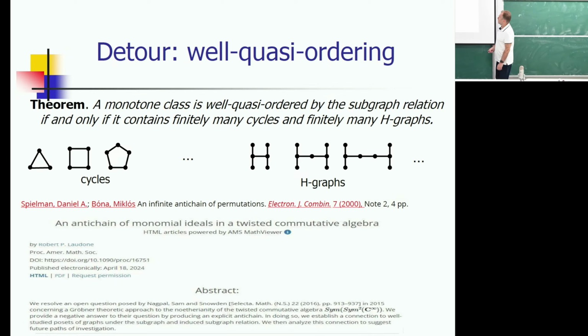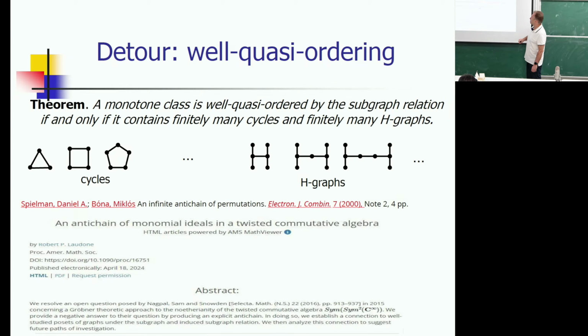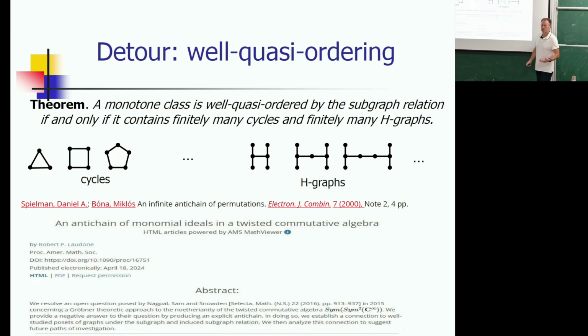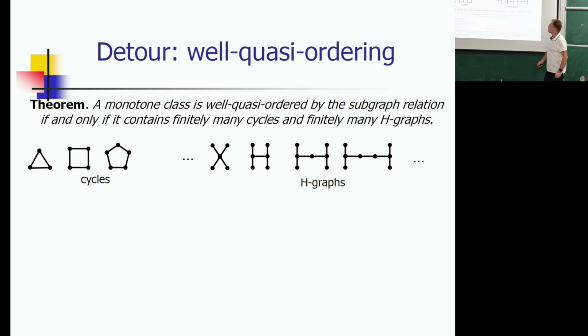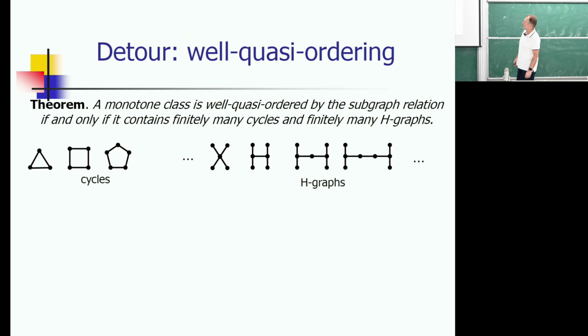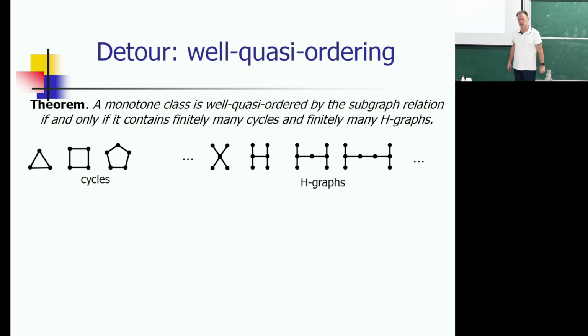And just to finish with this detour, let me observe that I defined the H graphs starting with H1, but we can also define H0 by contracting this H, which is still an anti-chain, an infinite anti-chain. And what happens if we forbid graphs in this anti-chain? We obtain a class of graphs, hereditary and actually monotone.